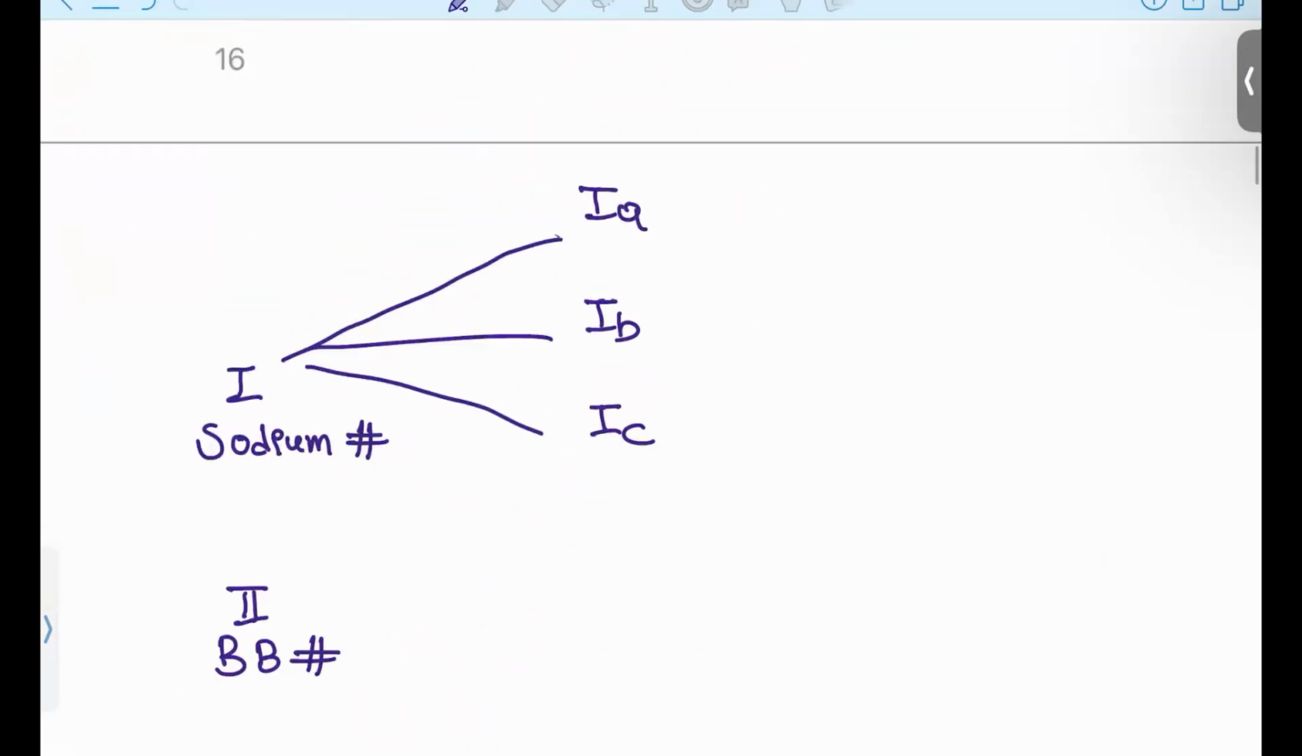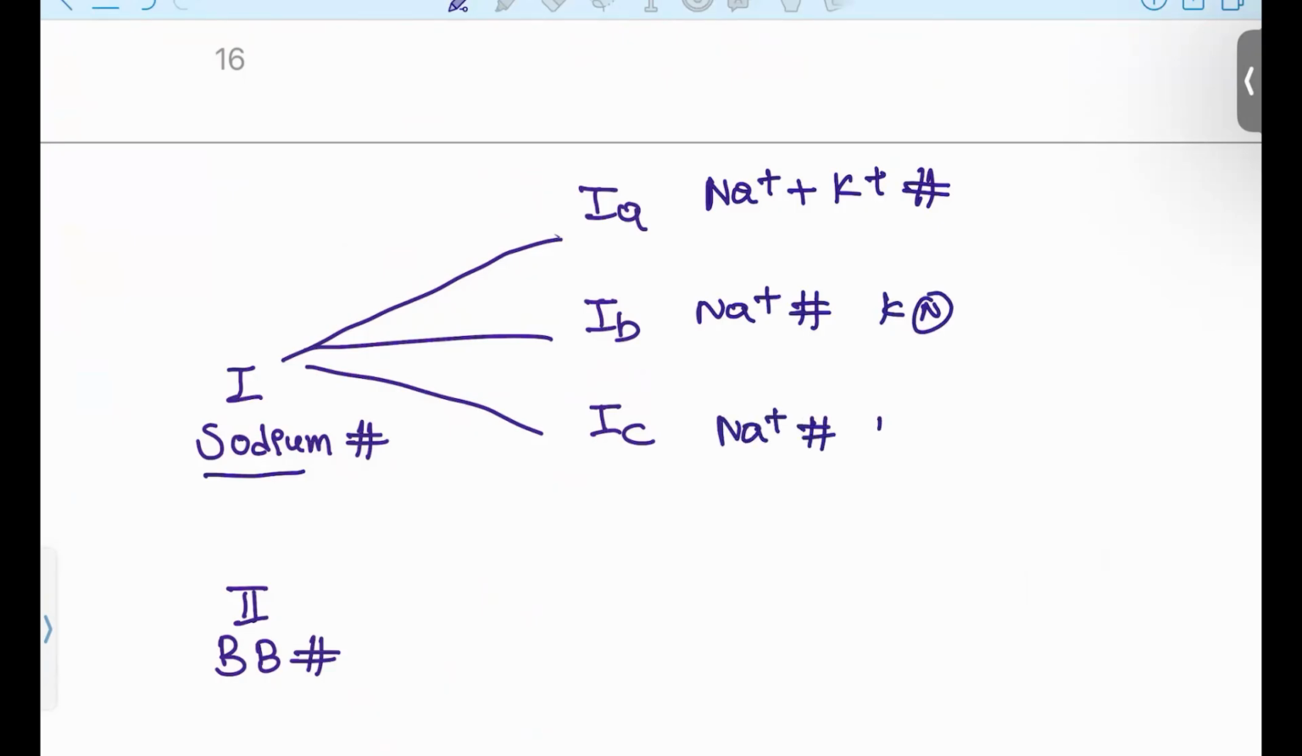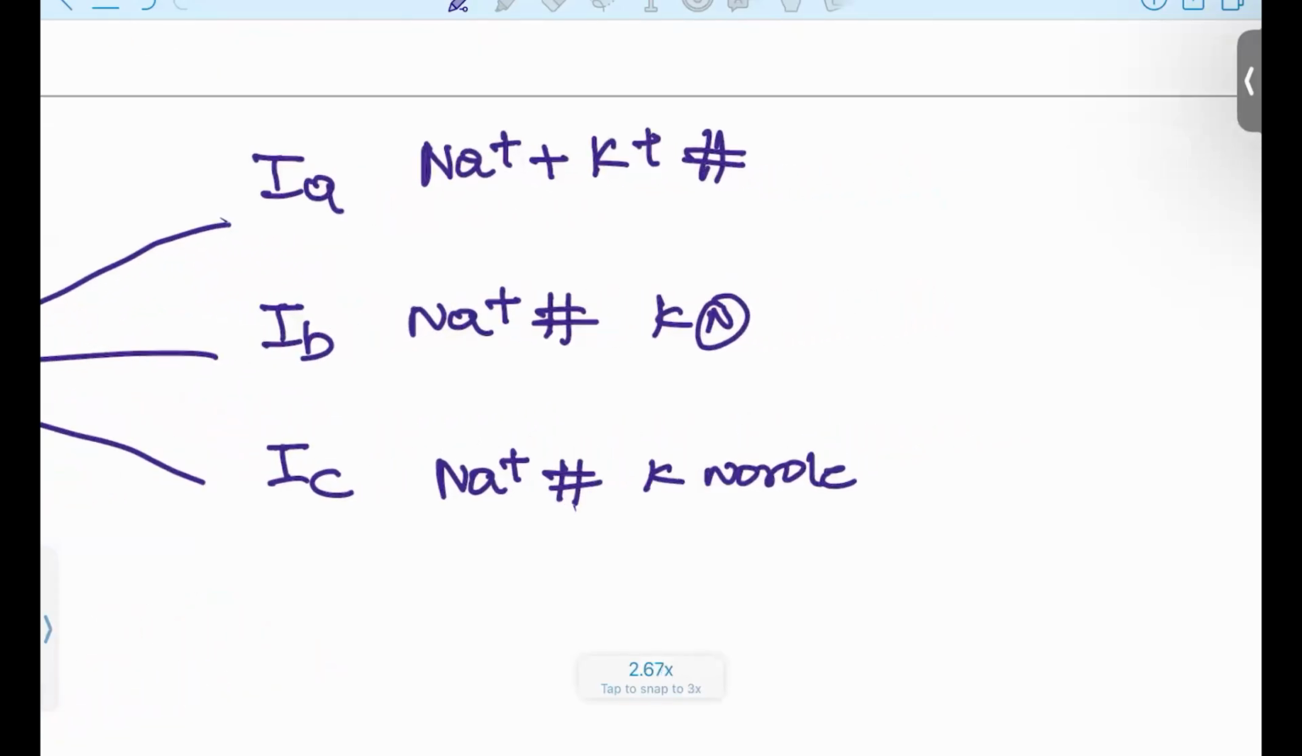So the first one, along with sodium, is also going to block potassium. So both will be blocked. And in the 1B, only sodium is blocked and potassium is normal. And in the third one, sodium is blocked, but potassium has no role. Okay, this is the three classifications of the class 1 drugs.